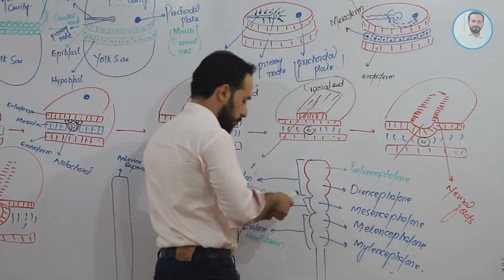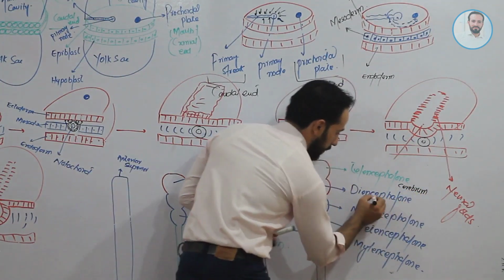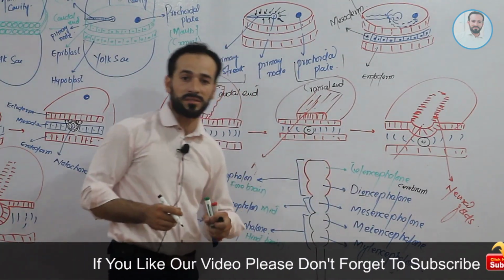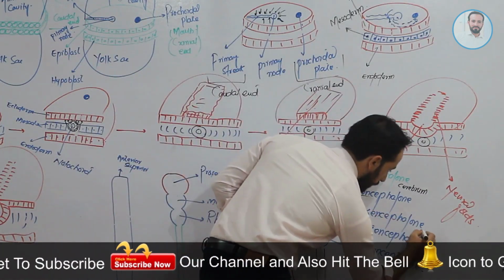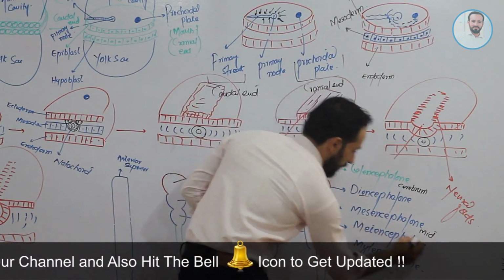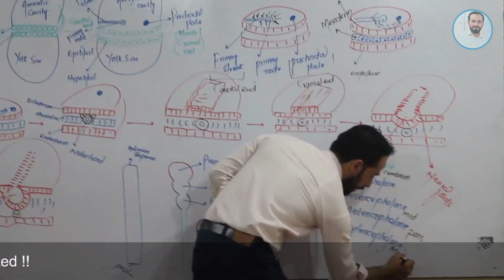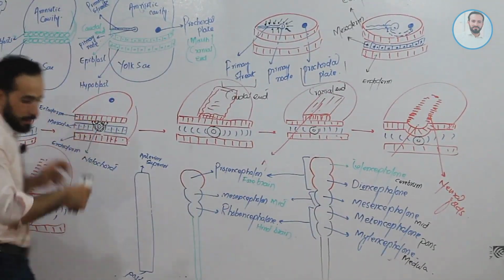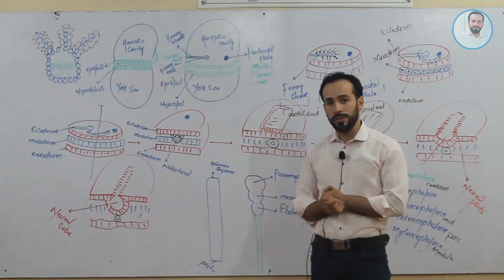This first one will be called the cerebrum. This one will be called the diencephalon. We will see its structures, those are the thalamus, hypothalamus, pineal body, and other structures. This mesencephalon will be our midbrain. The metencephalon will be our pons, and the myelencephalon will be our medulla oblongata. Clear, friends? So this was the embryology, or the neuroembryology, of the brain.